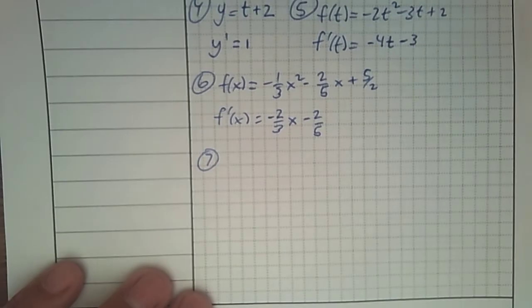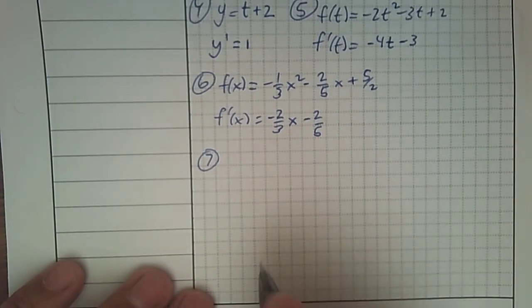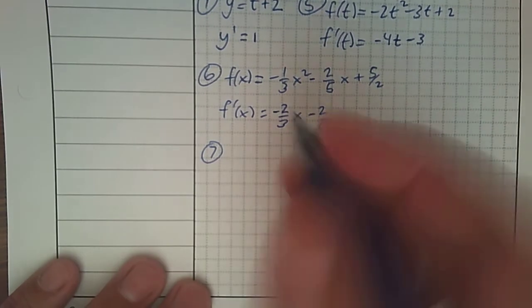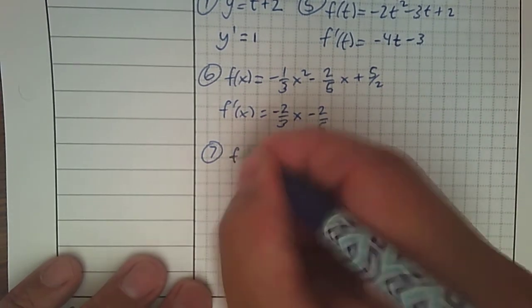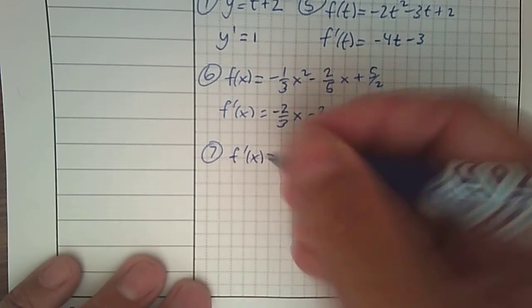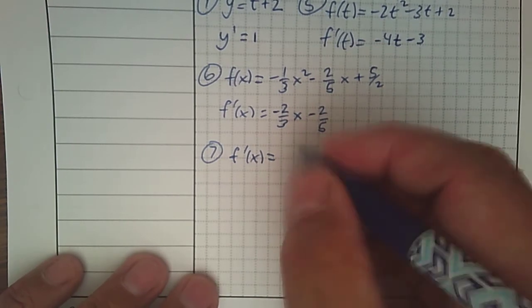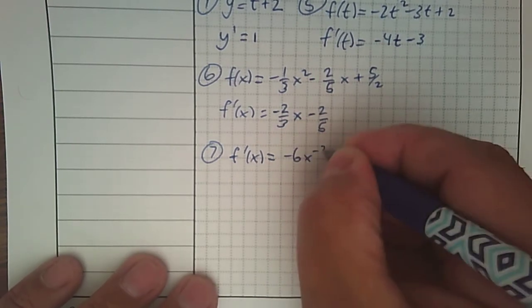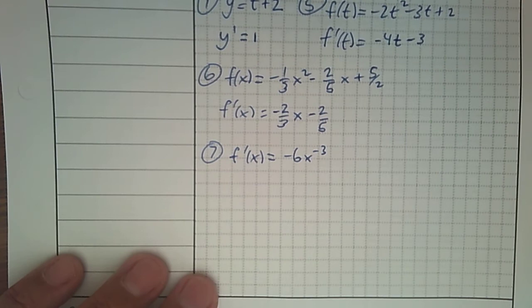Number 7 says find the value of the derivative at a given point and show the steps. So first step is to do the derivative. So I'm going to go right to it. Negative 2 times 3 is negative 6, and subtract 1 from the exponent. So it's negative 6x to the negative 3.